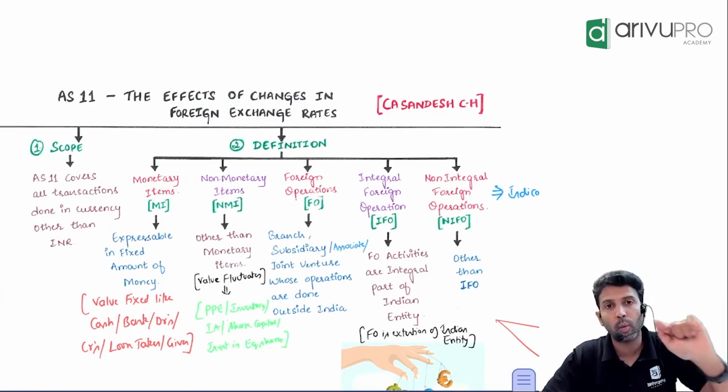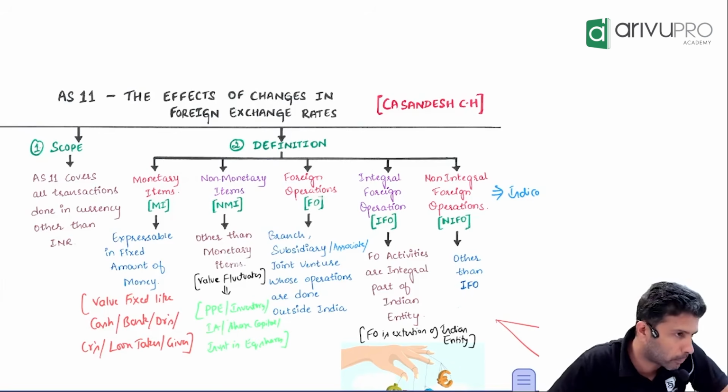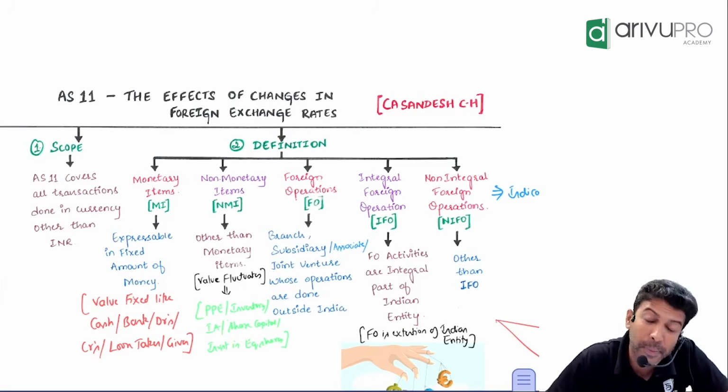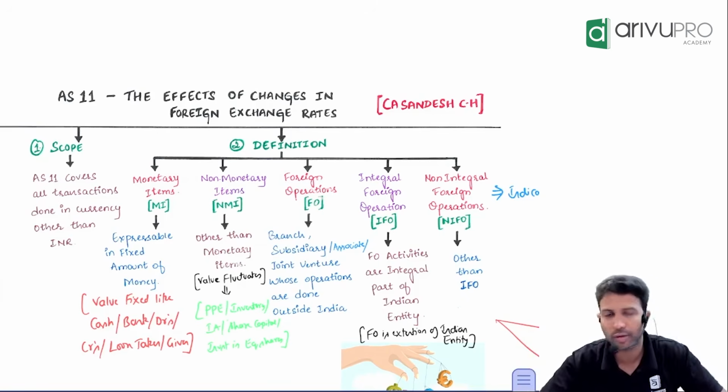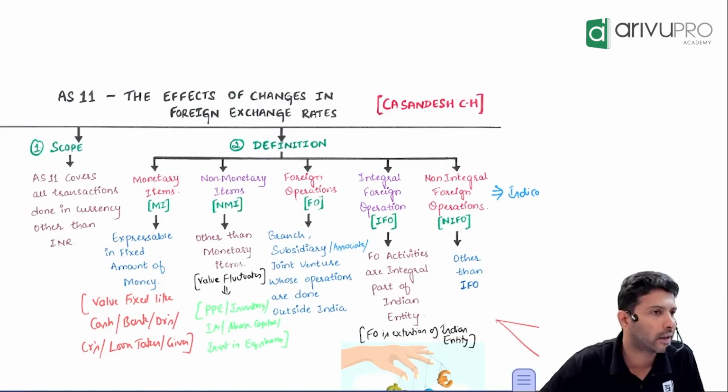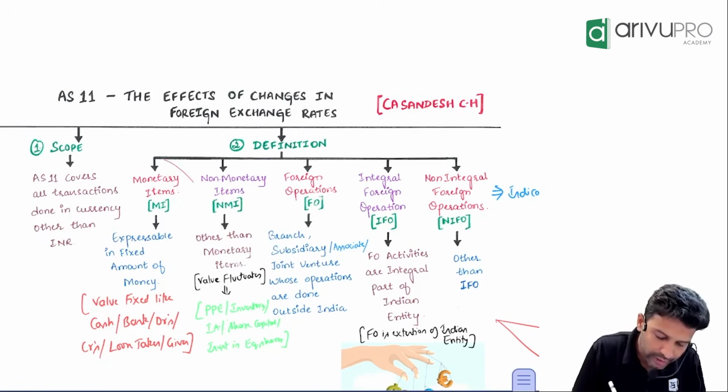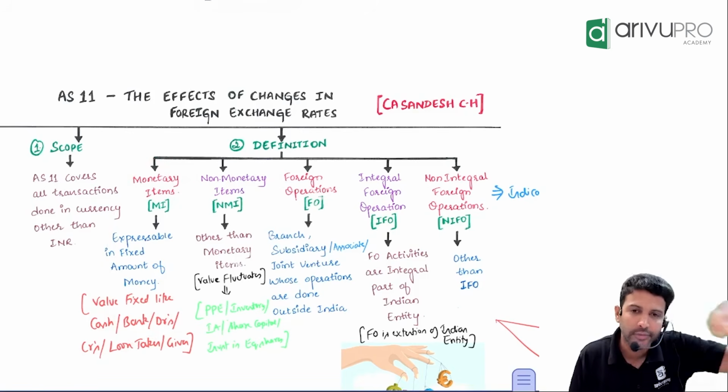On loan you will pay interest, but the value will not change, right? If you take 1 lakh principal of loan, how much principal will you repay? 1 lakh only. Is that changing or fixed? Fixed. So loan given, loan taken also is a monetary item, right? So monetary items are those items whose value is fixed.